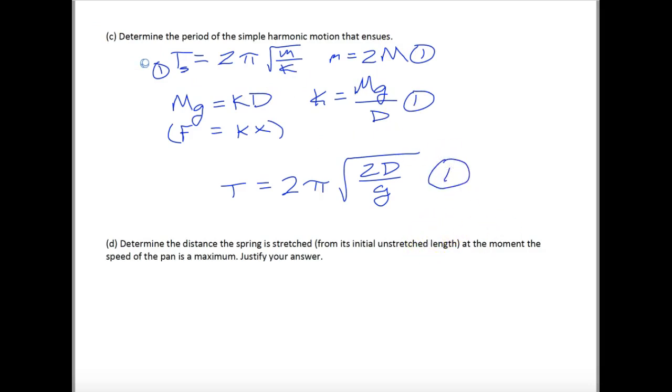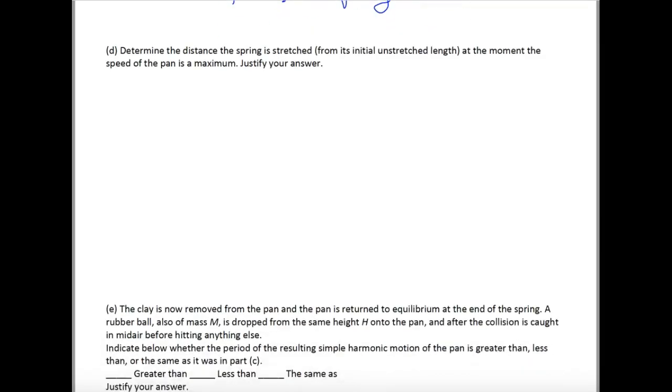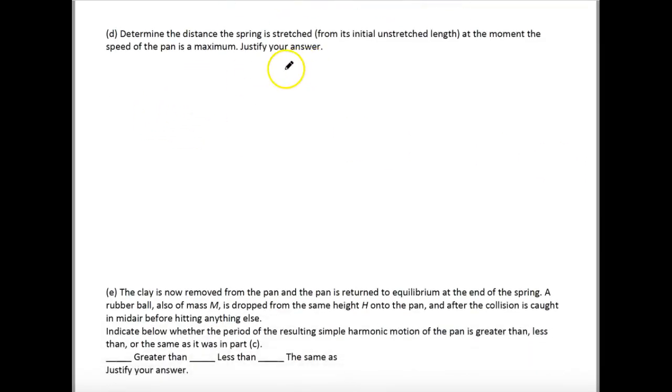The very last thing that they want us to do here, second to last, sorry, is determine the distance that the spring is stretched from its initial, you have to be careful, initial unstretched length, at the moment the speed of the pan is a maximum, and then they want us to justify our answer. So our speed is a maximum at the equilibrium point. So the Vmax should be at equilibrium.